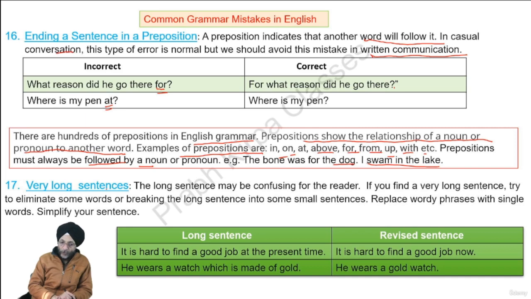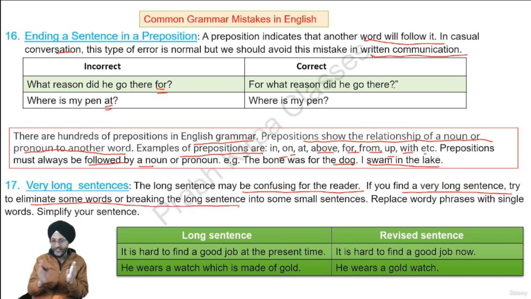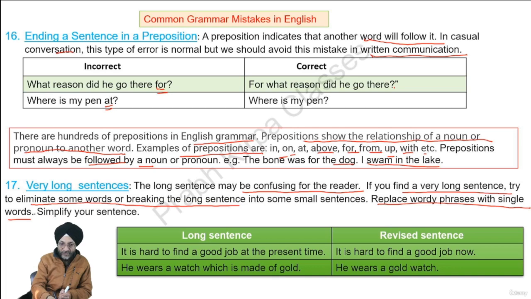It will be proper if we use short sentences which convey our feelings or ideas in a proper manner. Long sentences may confuse the reader. If you find a very long sentence, we should always try to eliminate some words or break the long sentence into some small sentences. We can also replace wordy phrases with single words.